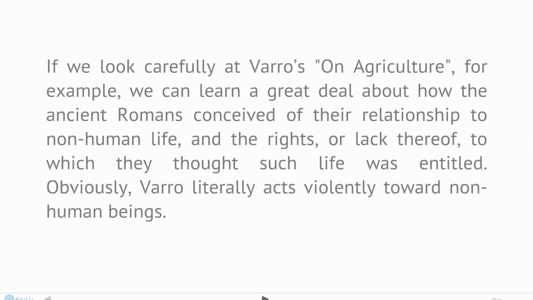It's of course interesting to look at what we can learn through the depictions of animals. So in a very literal way, Varro's on agriculture told us a lot about the relationship between animals and human beings. I mean, Varro obviously acts very violently towards non-human beings because he feels that he has no obligation to them. Read in that way, they have no rights.